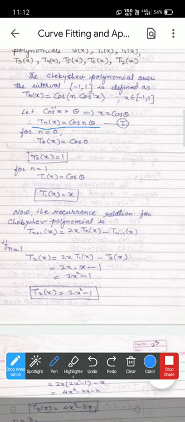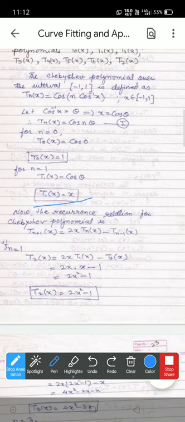If n is equal to 0, then we get the value of T0(x). T0(x) is equal to cos of 0, but we know that cos of 0 is equal to 1. Then T0(x) is equal to 1. For n equals 1, T1(x) is equal to cos of n theta, but n equals 1 means we get cos of theta, but cos of theta is equal to x. Therefore, T1(x) is equal to x.